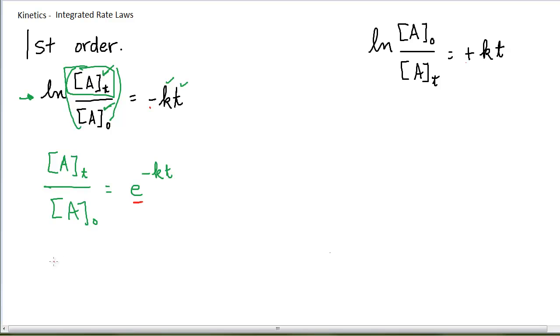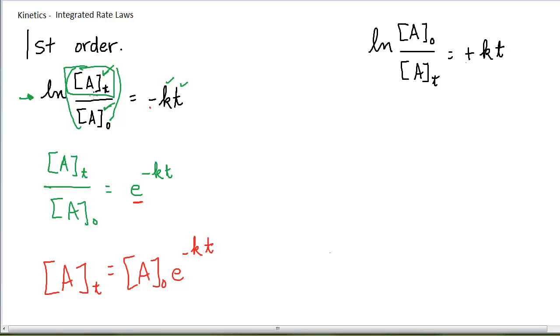Then if I need to take it one step further and solve for the concentration at time t, I can very easily see that there is my formula. So the concentration at time t is equal to the initial concentration times e raised to the negative kt, or the inverse log of negative kt.